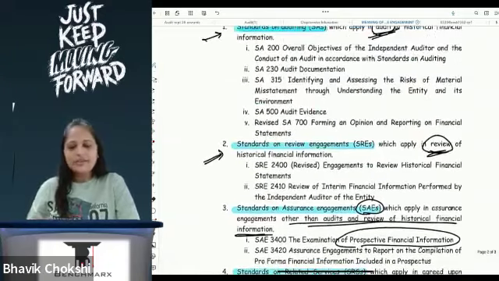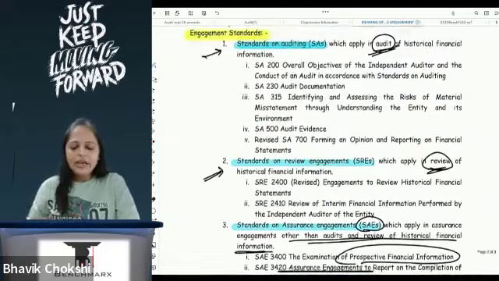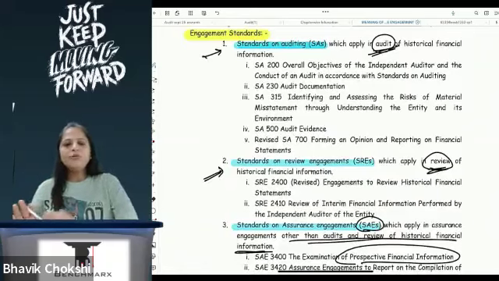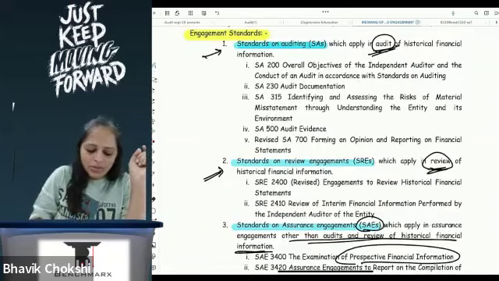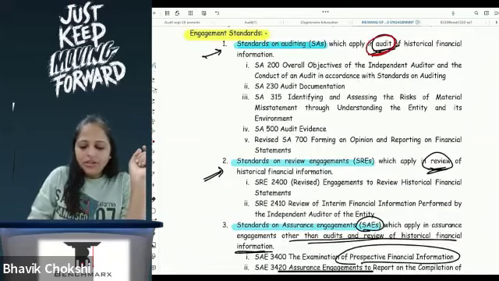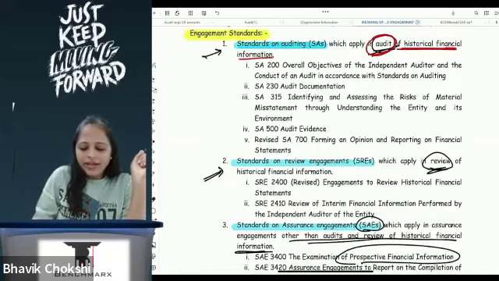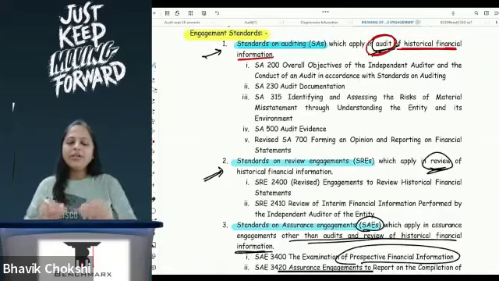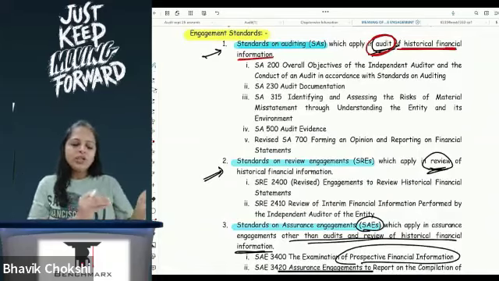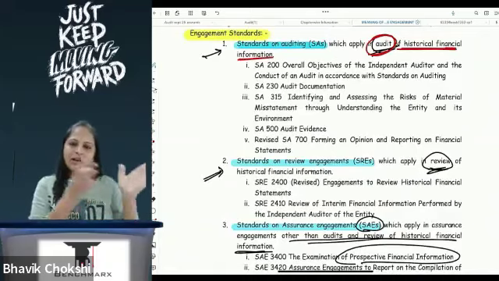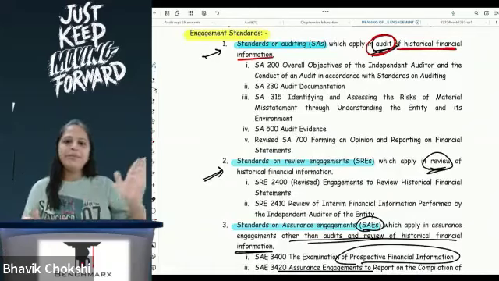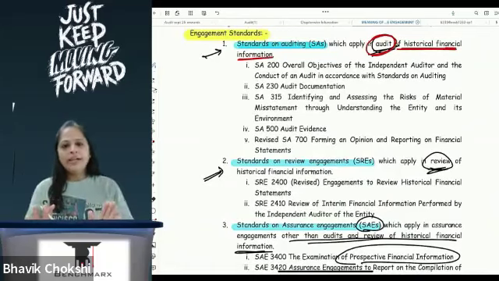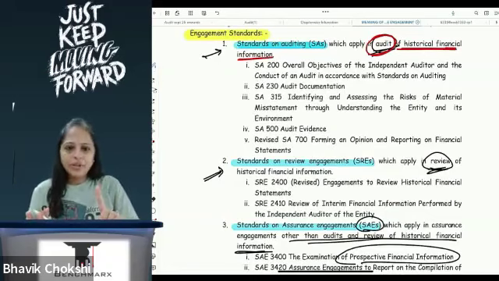Of course, we'll discuss this in detail when we are doing it, but to give you an idea of standards of auditing. So standards of auditing will always talk about your audit of historical financial information. So I am auditing the data which has already happened, and now I'm giving you my assurance that whatever has happened has correctly happened as per regulatory requirements and everything has been met. All of that I will give you. So that is my standards of auditing.